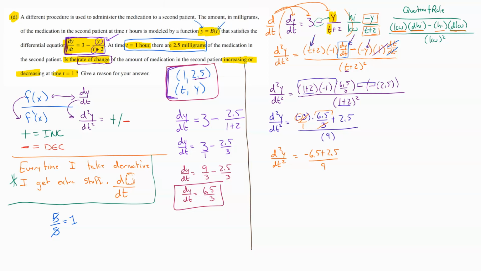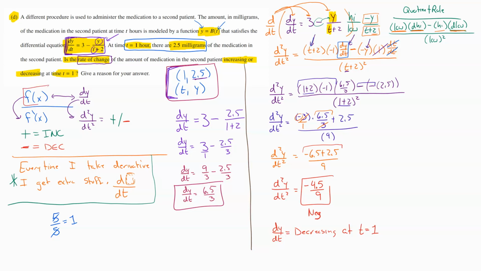And then last move here, we just kind of bring this top together. We end up getting out that we have negative 6.5 plus 2.5 is going to get us negative 4.5 over 9. And that's as far as you need to go, because from that we can tell that what we're looking at is a negative value. And because it's negative, that's going to tell us that what was above it, dy/dt, is decreasing at t equals 1.